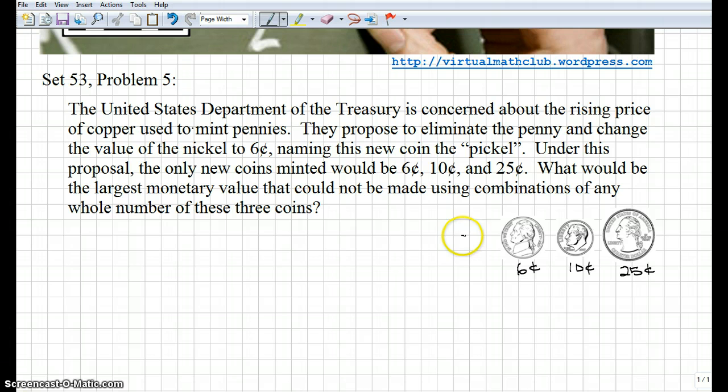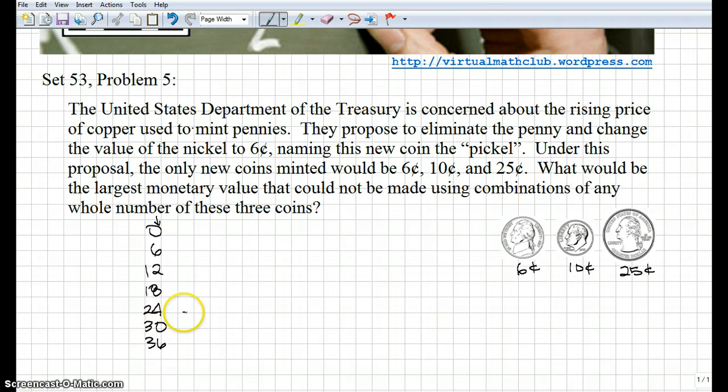So we can take any number of nickels. We could have no nickels. We can have 1 nickel, which would be 6 cents. 2 nickels would be 12 cents. 3 nickels would be 18 cents. 4 nickels, 24 cents. 5 nickels, 30 cents. 6 nickels, 36. And if you look at just the units digits, they cycle 0, 6, 2, 8, 4, 0, 6, 2, 8, 4. If you kept going, it would just repeat that pattern over and over again.